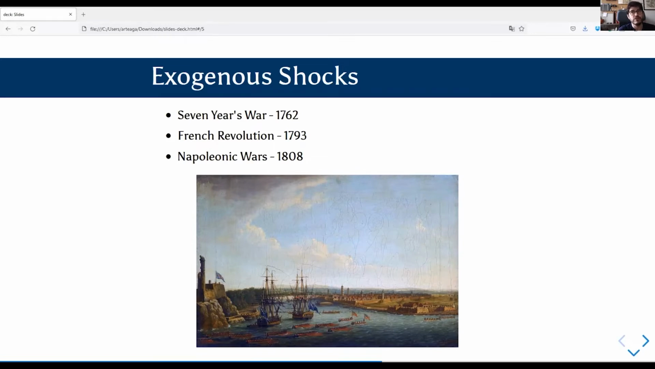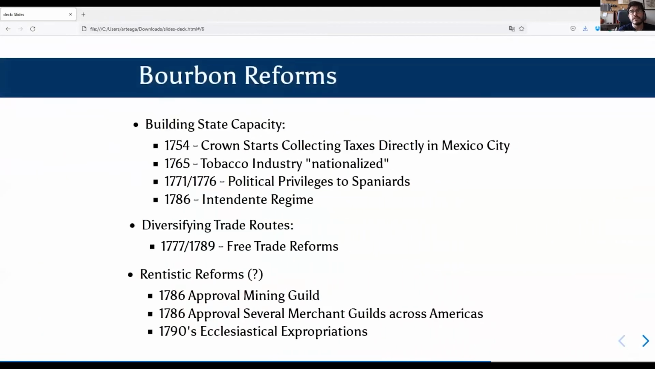The French Revolution, of course, created even more problems for the Spaniards, because now they didn't have an ally in France and now they had a competitor. So what were these Bourbon reforms? Quickly, they are understood as several different reforms that apply to different spaces within the Americas. Here I just summarize one of those that I think are the most relevant.